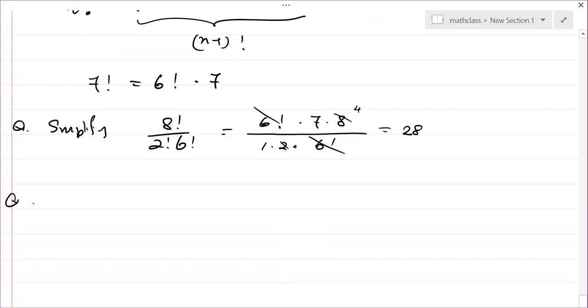All right. Okay, I'm going to ask you to do the following problem: 9 factorial minus 8 factorial over 9 factorial plus 8 factorial.